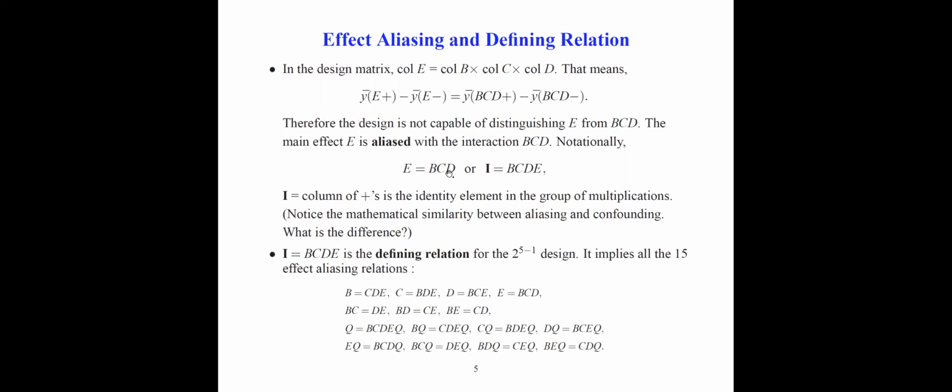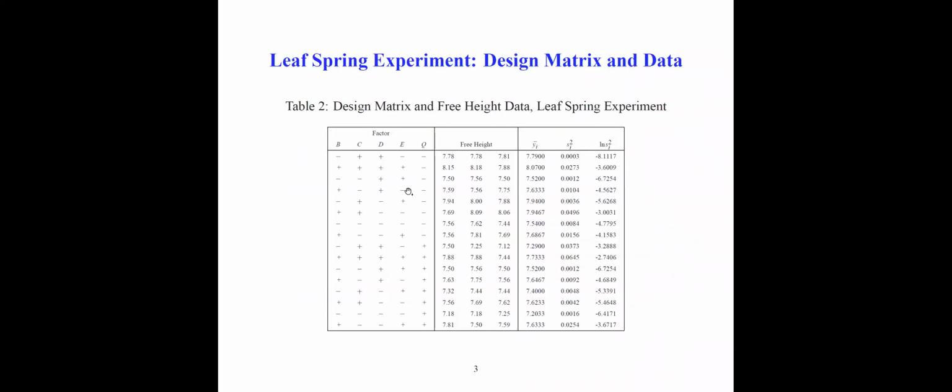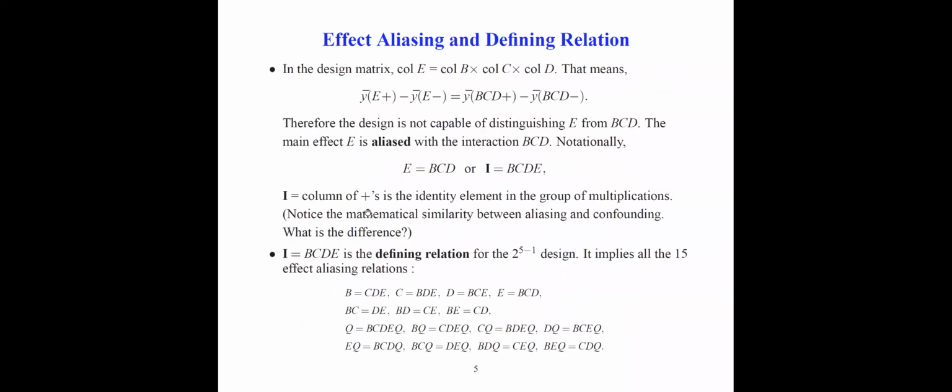So if you multiply E and BCD together, because this equals this, it will become I, 1, 1, 1, 1, right? So I is a column of +1. It's an identity element in the group of multiplications. Note the mathematical similarity between aliasing and confounding.